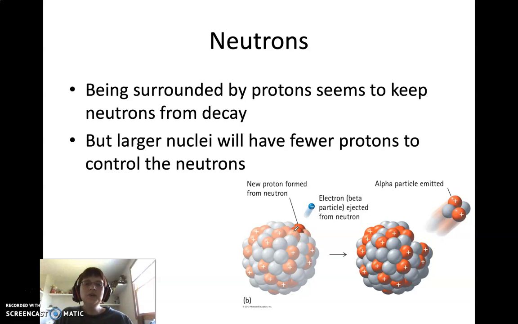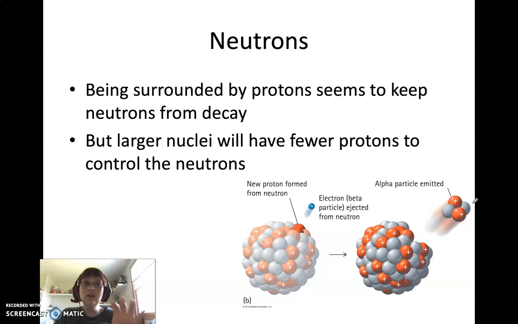So it will turn into a new proton. It will eject what we call a beta particle, an electron. And then eventually we'll get what we call an alpha particle, and we're going to talk about these coming up. But it's going to eject a section of the nucleus, which contains protons and neutrons. And now we're going to change the element not just because we added another proton, but because we're going to remove protons from the nucleus. Okay, so this is the whole idea of radioactivity as far as the base of the nucleus.